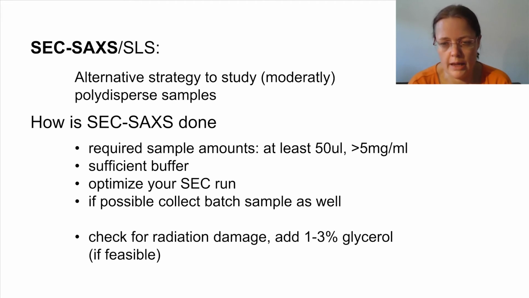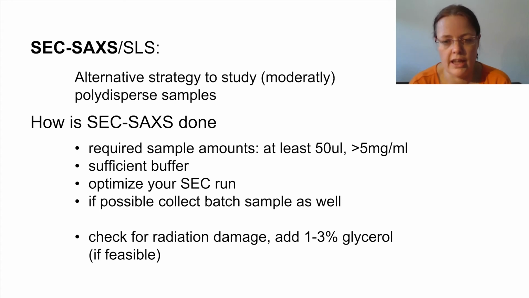The requirements for your sample are pretty similar to what you need for batch experiments. You'll have to remember to bring enough buffer to the beamline to be able to run it. And you should really optimize your SEC run at home to make sure that you're using the best column and the best separation strategy. It's not something that you can really just try at the beamline. You should really optimize this at home and then perform the experiments at the beamline with the optimized conditions.